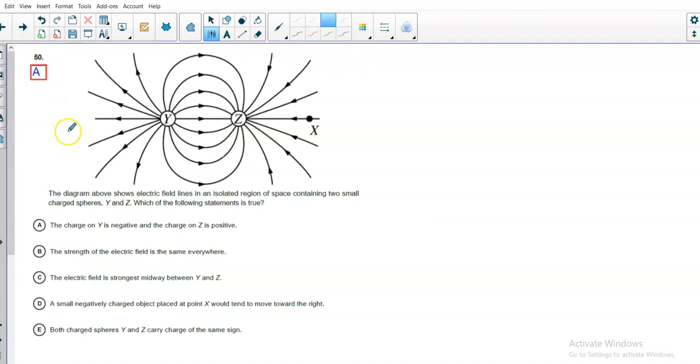Diagram shows the electric field lines in an isolated region of space containing two small charged spheres. Which of the following statements is true? Alright, so electric field lines go from positives and into negatives. So I can tell you right away, Y is positive, Z is negative. Now, do they have the same number of lines?